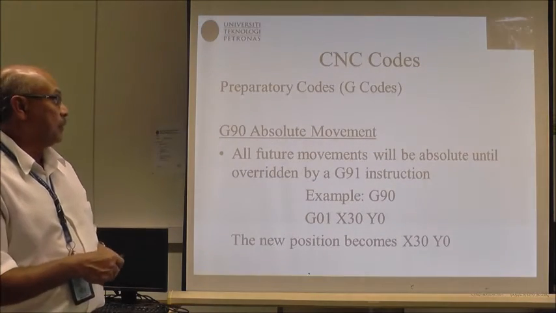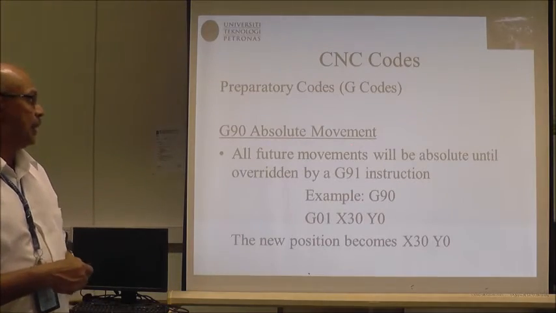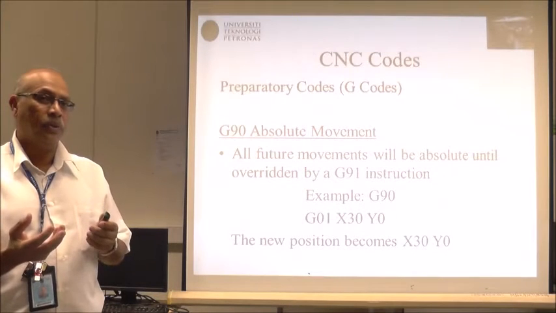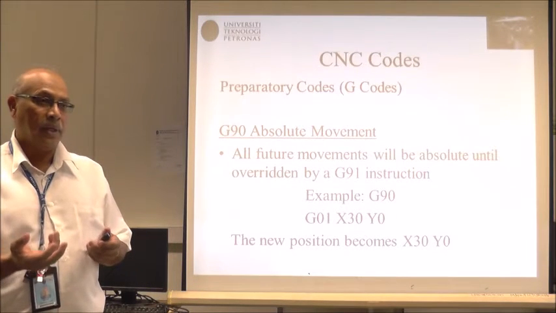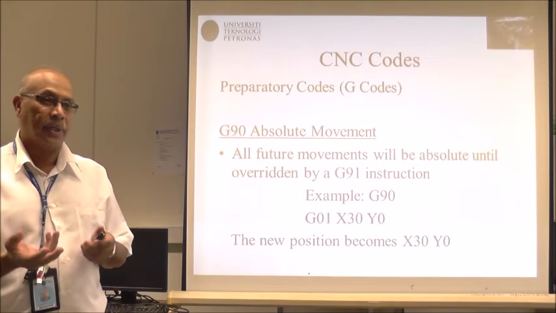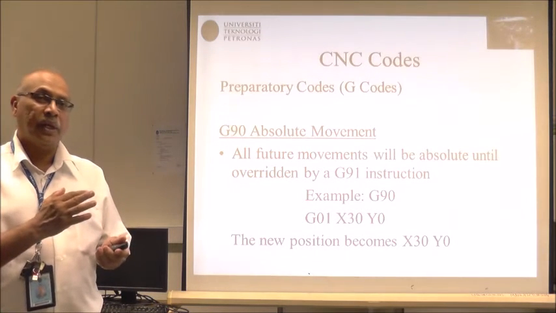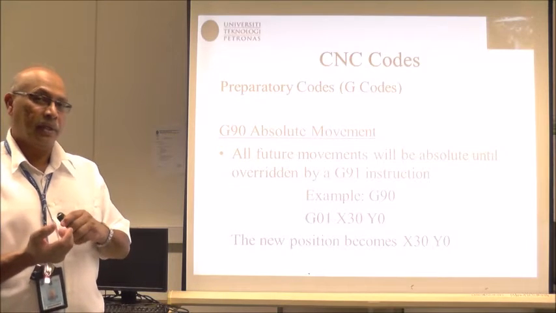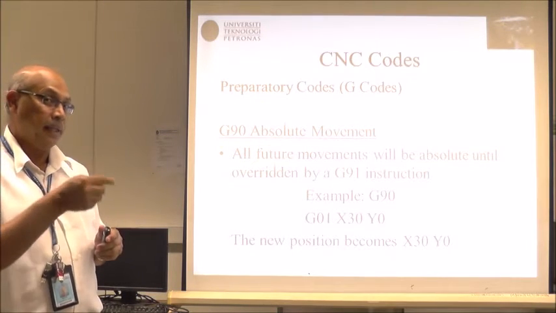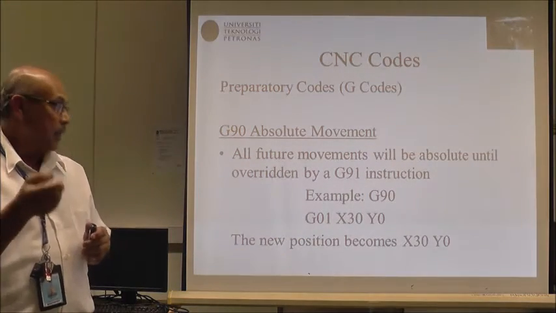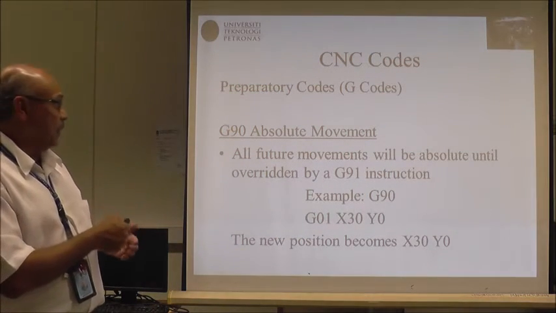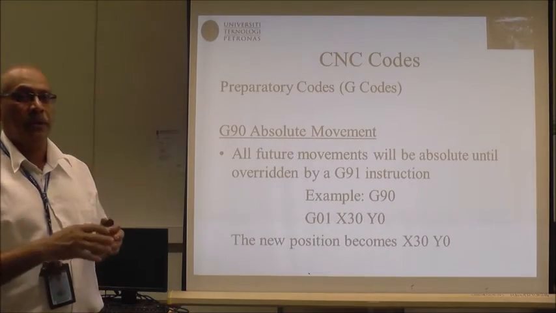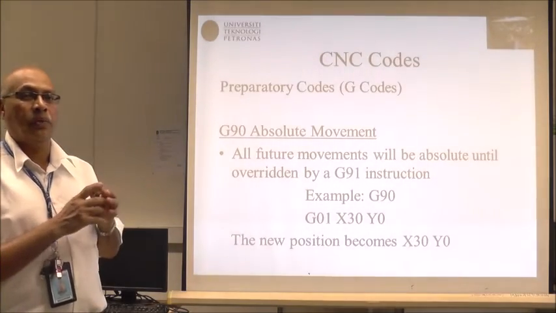G90 is an absolute movement. So G90 is same like in AutoCAD, where you use the absolute coordinate system. I'm sure you remember in AutoCAD you learned there's absolute coordinate system and there's the incremental coordinate system. The incremental, you give the symbol at the front and the X and the Y coordinate. So if you are giving G90 in your program, meaning every one of your coordinates is referring to the absolute point.